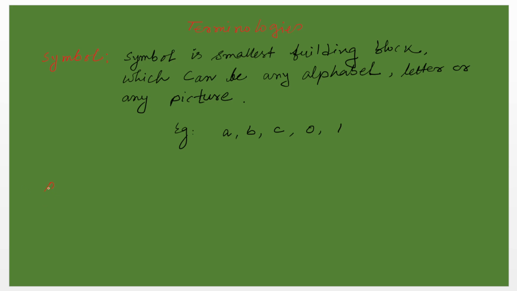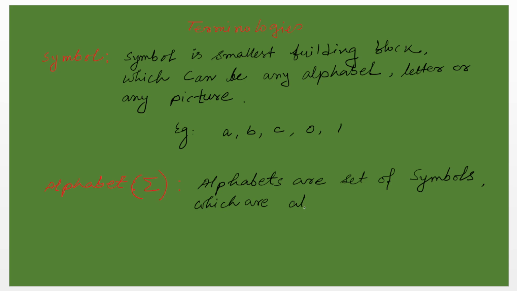Now alphabet. What is an alphabet? Basically it is denoted by sigma. So an alphabet is a set of symbols, a set of symbols which is always finite.